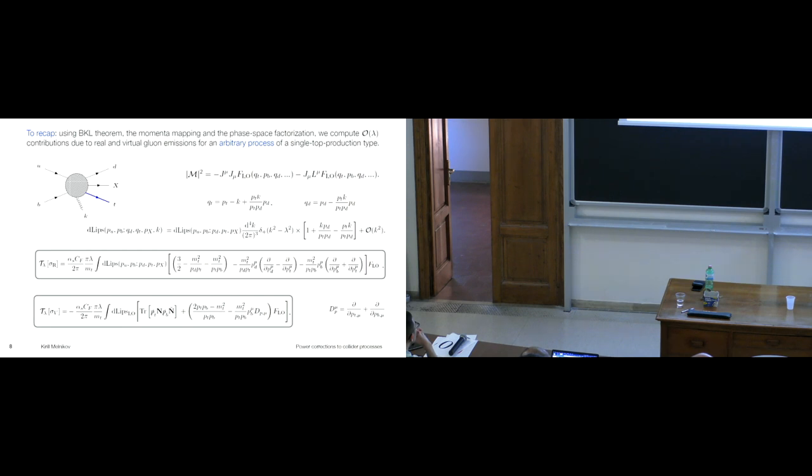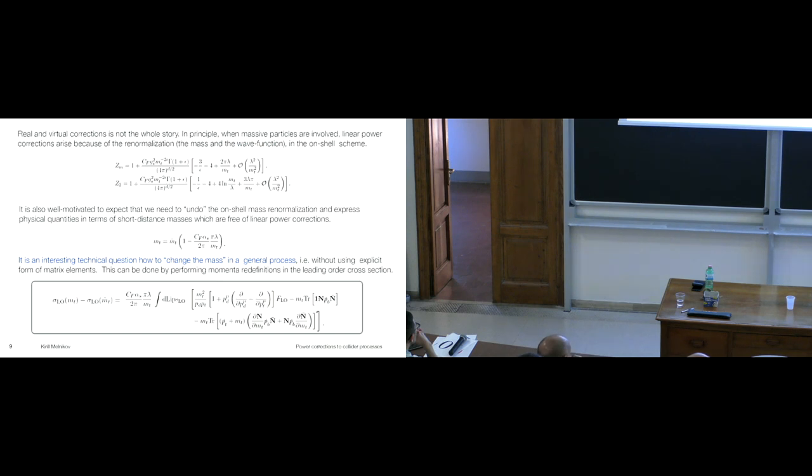Now, you can see probably by naked eye that if you take this sum, there will be no cancellation, okay? Certain things will be there. And the reason is that this is not the end of the story, because there are two other sources of linear power corrections. One of them is the renormalization. You have to include the mass renormalization and the wave function normalization for the external massive quark. And if you do that, you find that these renormalization constants also have linear power corrections.